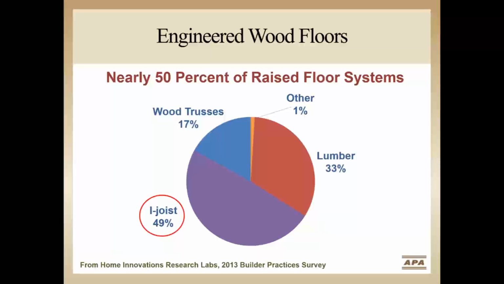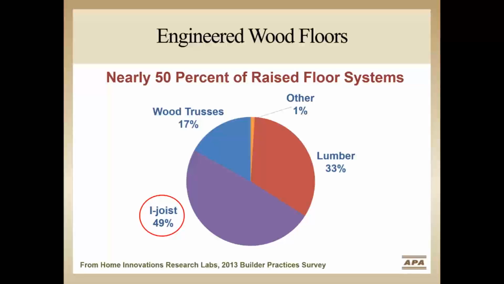According to the most recent builder survey, home builders choose I-joist framing for use on about 50% of the raised single-family floors in the United States. There are many reasons for the consistent popularity of I-joist floor assemblies. Solid lumber is used in about 1/3 of residential floors, and wood trusses are about 17%. The other category includes things like steel framing and structural insulated panels.